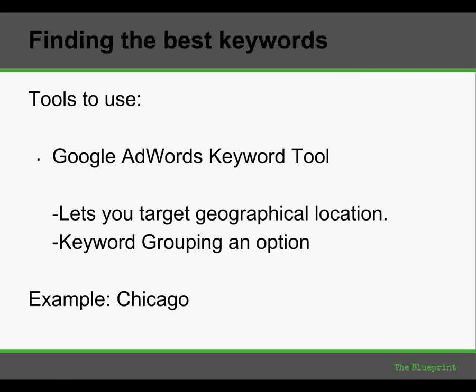Tools to use. Start out with the Google AdWords keyword tool. It's changed a little bit. You used to be able to just have the keyword tool. Now it's all added into the AdWords now. What's nice about it, it does let you target geographical locations for your searches. It also gives you keyword grouping as an option. Let's go ahead and take a look at an example of using this. We're going to use the geographic location of Chicago.